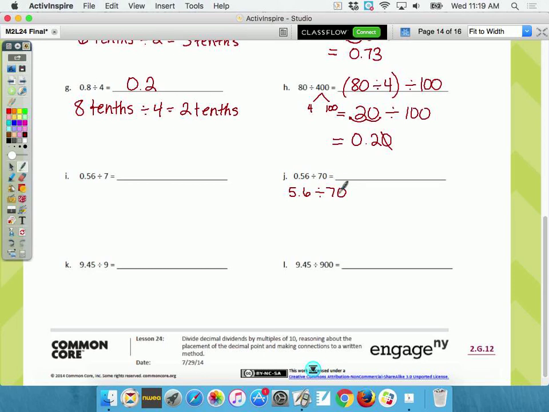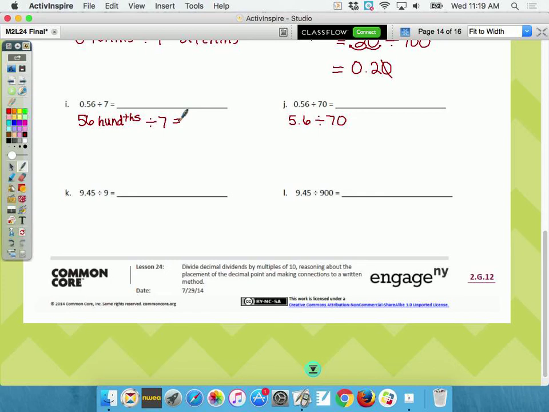Okay? And right here, I'll leave it the same. So you can see how much harder it's going to be when I move that decimal. Okay? So 56 hundredths. I could write it like that to help myself out. Think about it. Divided by 7. 8 is 0.8 what? 10. What? 100. 8 hundredths. Right. Okay, so how do I write 8 hundredths? 0.0. Very good.